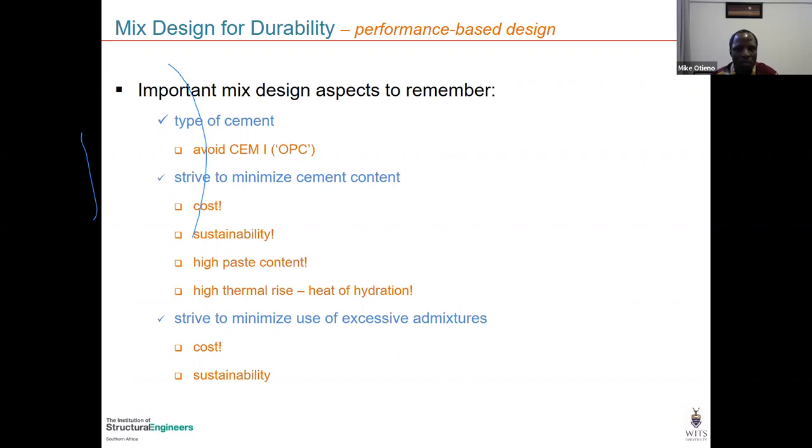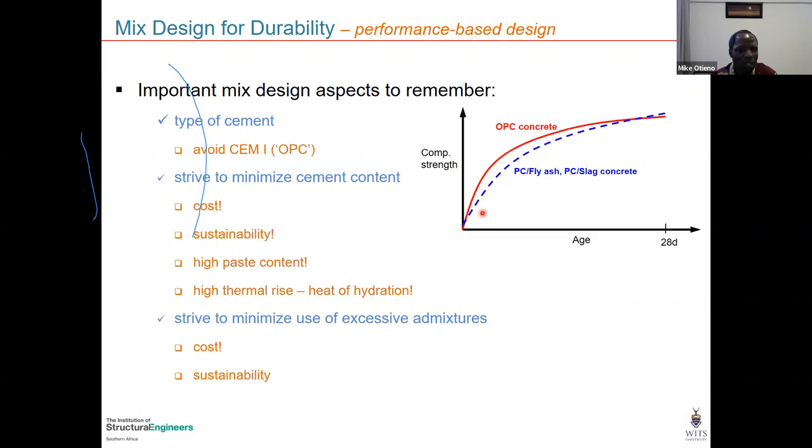Whether it's in terms of looking at, for example, strength, if you look at compressive strength development, you will find that if you use blended cement concretes, you will have slower strength development, but in the long run, they tend to have slightly higher compressive strengths than plain Portland cement. Whether that is required or not is not the issue here. The most important thing here is that these concretes are going to give you much, much better durability than the plain Portland cement.